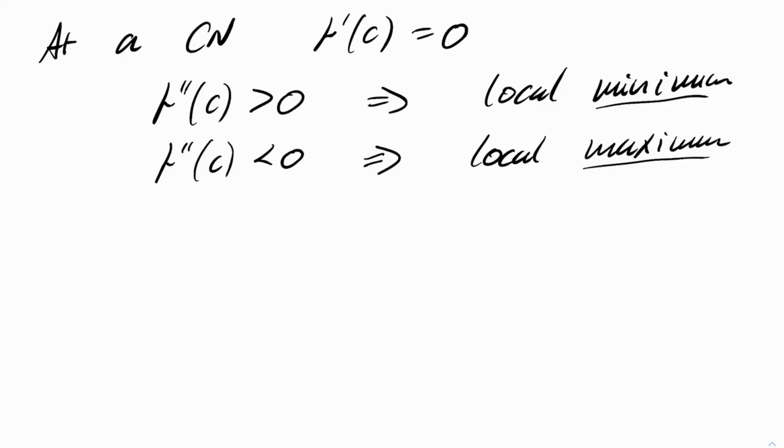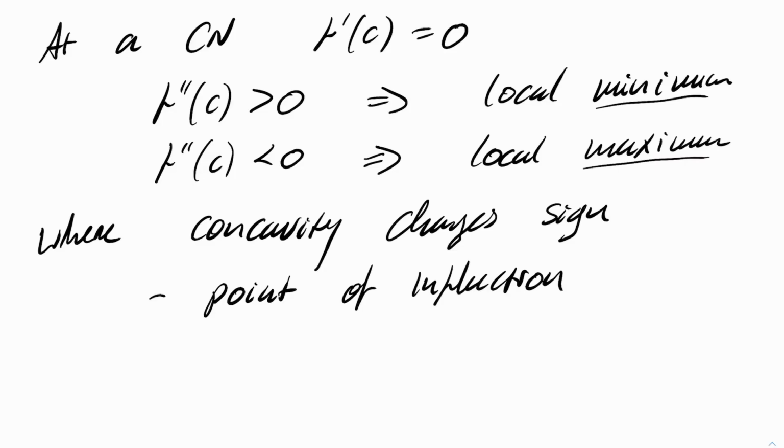What about points where the second derivative goes to 0? Well, in and of itself it doesn't tell us anything. If you look at the examples for x cubed and x to the 4 we considered earlier, those both have the second derivative equal to 0 at the origin, and that doesn't tell us whether it's a point of inflection or a minima or a maxima. However, where the concavity changes sign, this corresponds to a point of inflection, like in the case of x cubed.